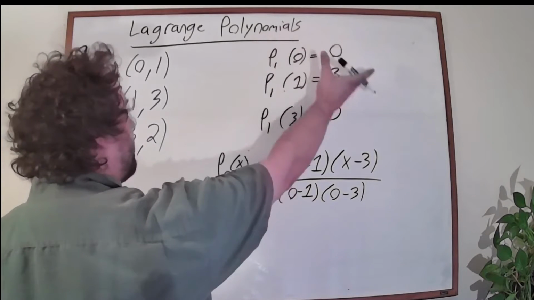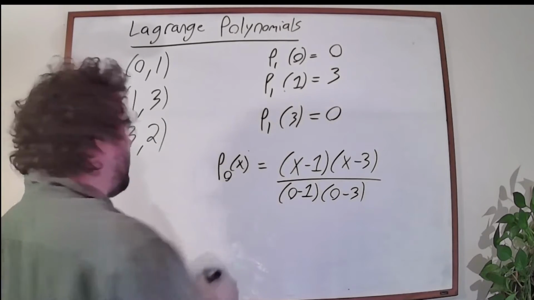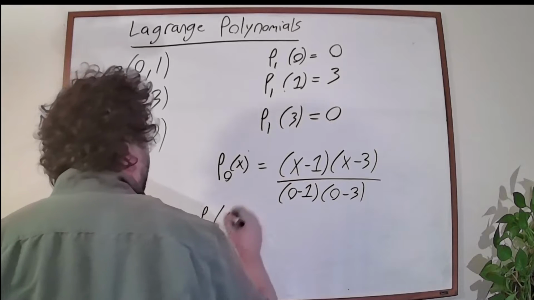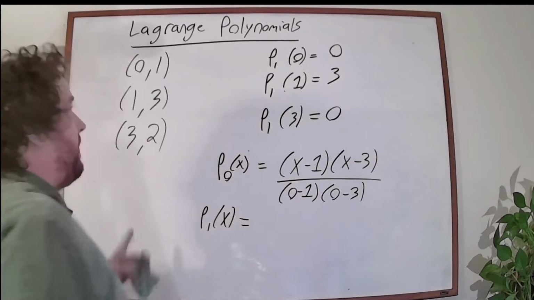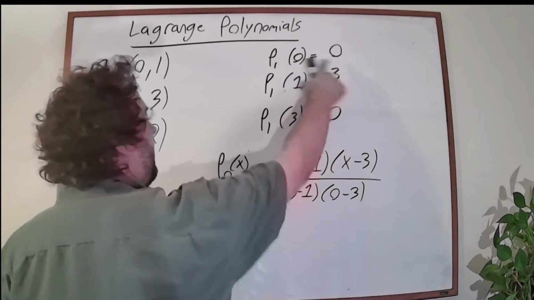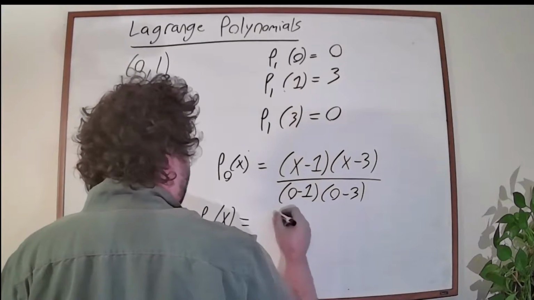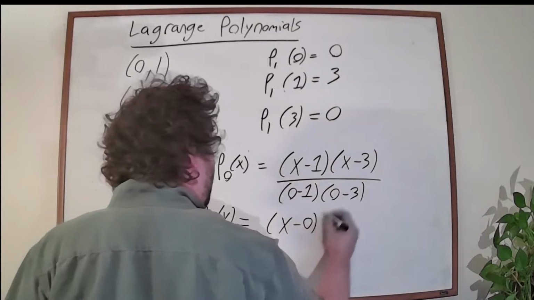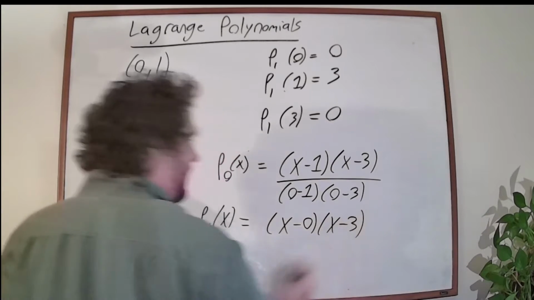So how do we find a polynomial that satisfies these 3 things? Well, p1 of x is just going to be, in order to be 0 at 3 and 0 at 0, we're going to want to have an (x minus 0) times (x minus 3) in the numerator.